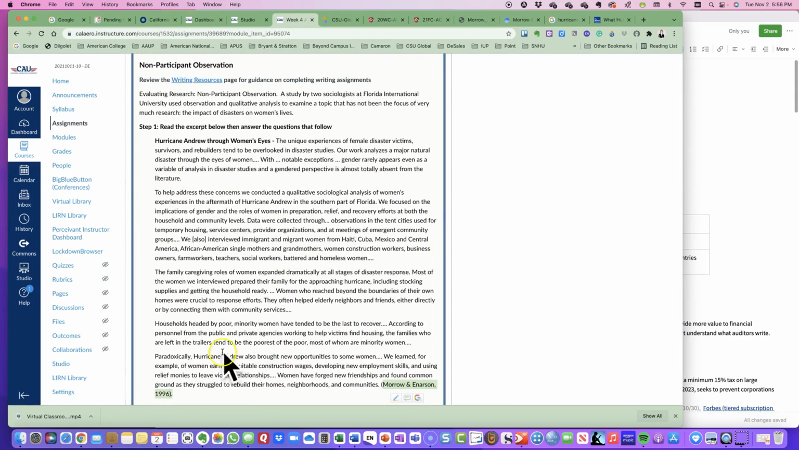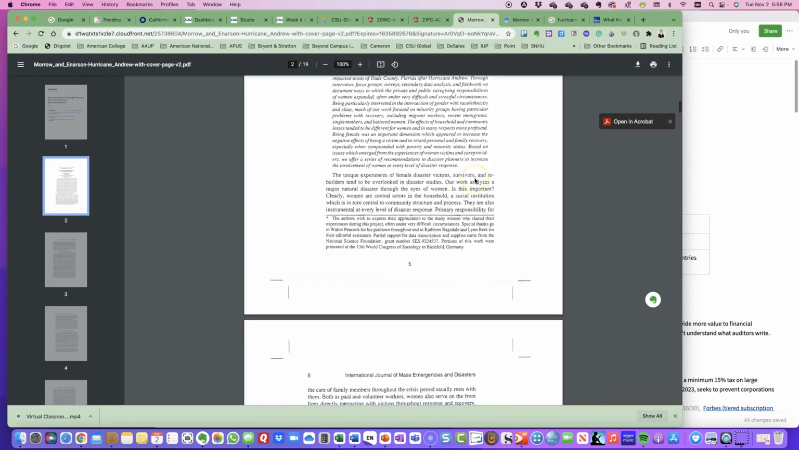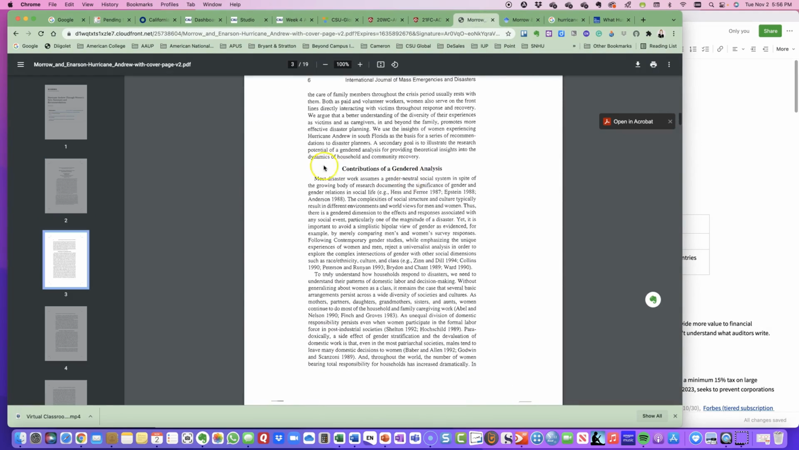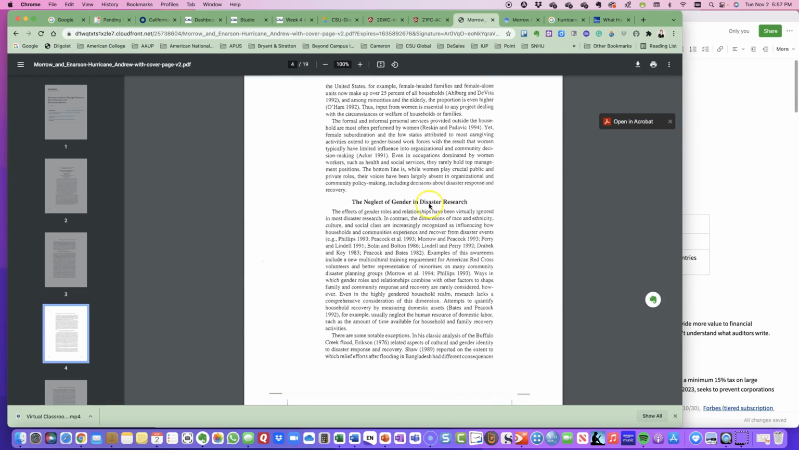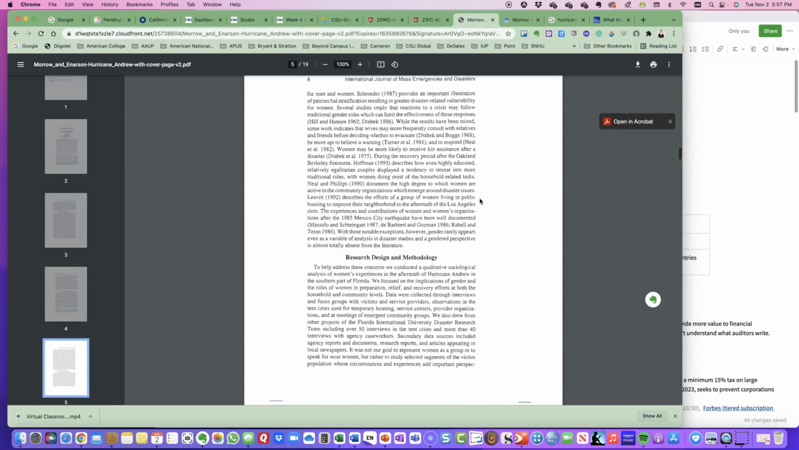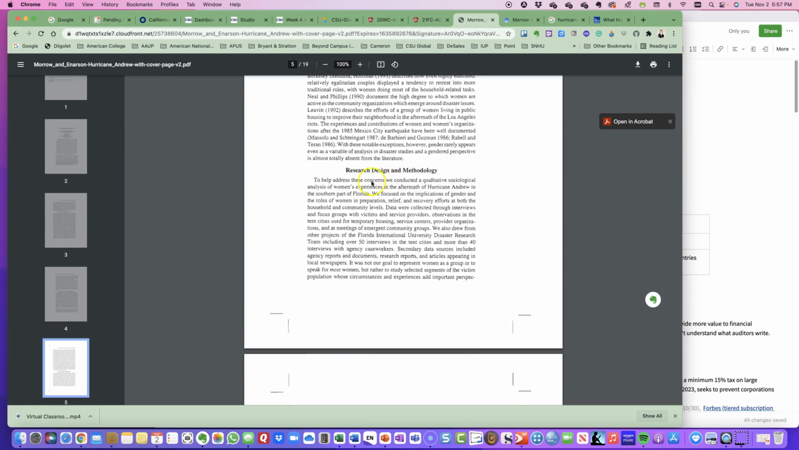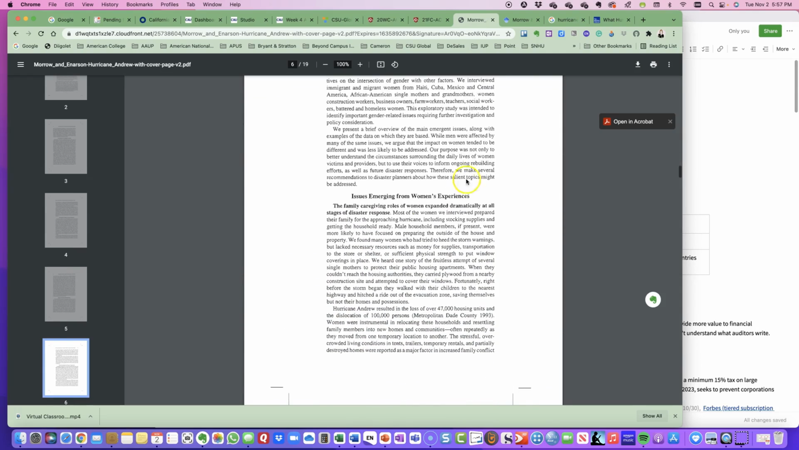So here we only have a few items that were addressed, whereas for this week 4 virtual classroom, what you want to do is provide a summary, right? So make note of the contribution to the gendered analysis, and then make note of why this is a neglected gender in disaster research. And then what the actual researchers did, the research design and methodology. So you want to make sure that you address that. But the key here is the issues.